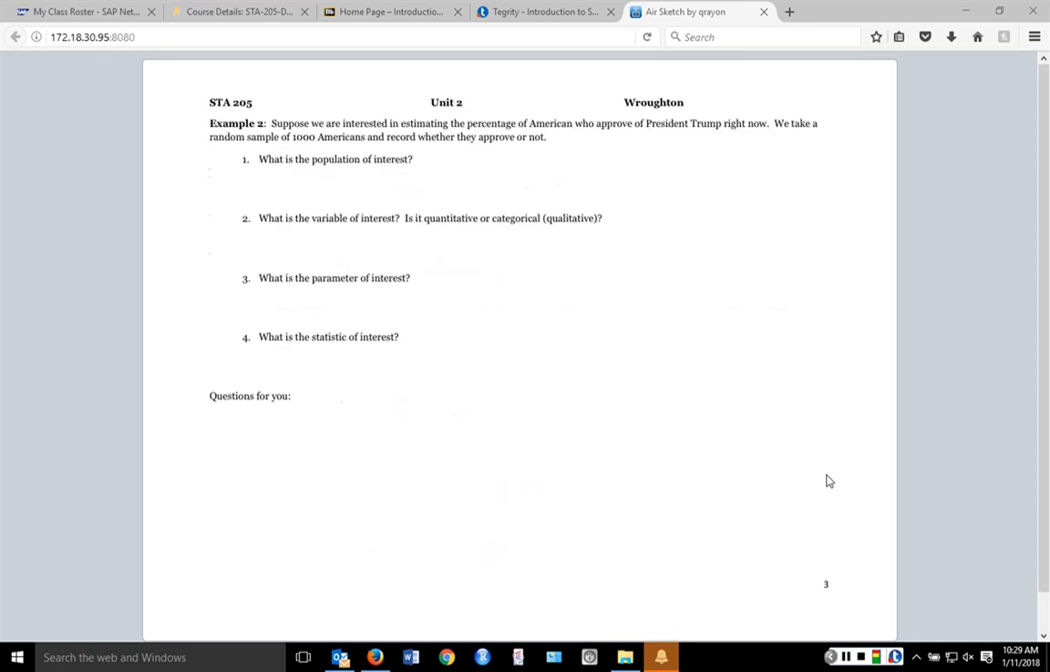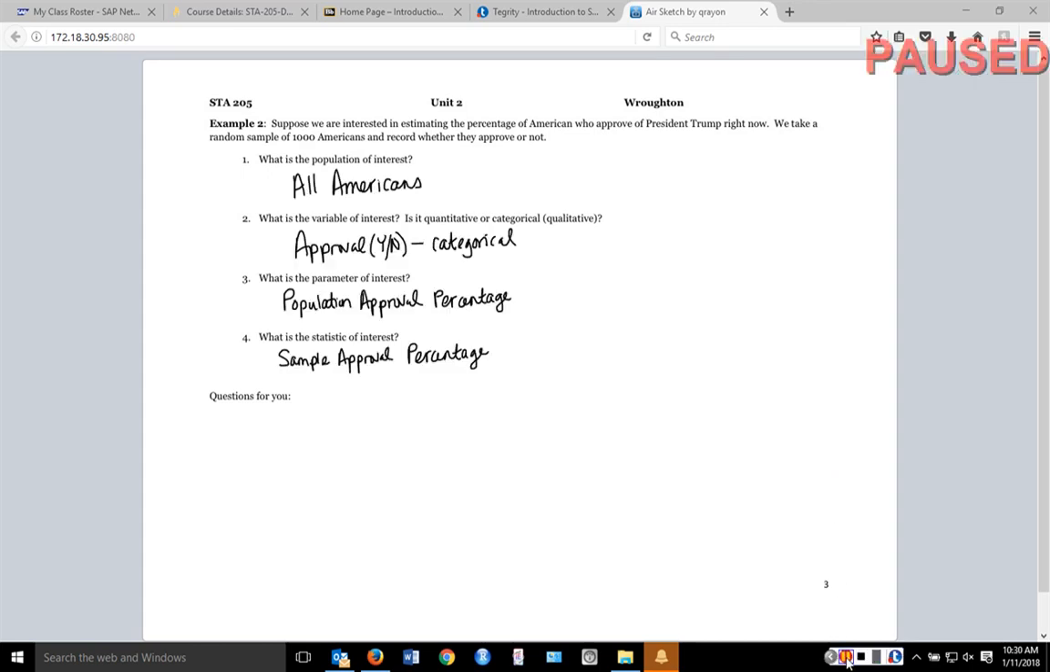Right, so we did example 1 together. I would go ahead and pause it here, maybe try example 2, and see if you can identify the population, the variable, the parameter, and the statistic, and then unpause to see if your answers match mine. So here's what I got.